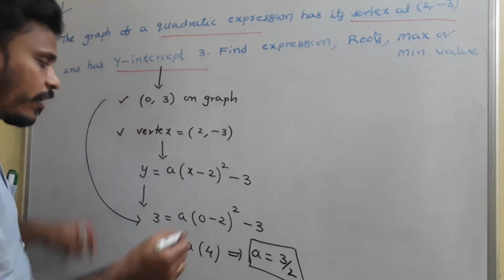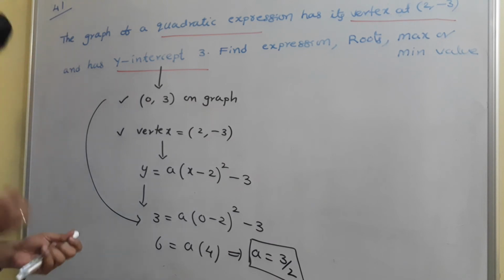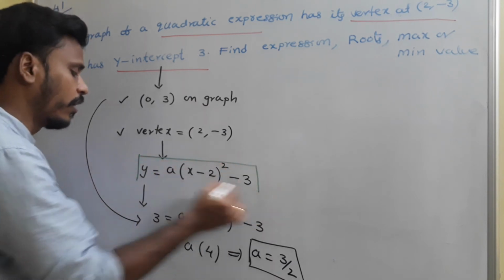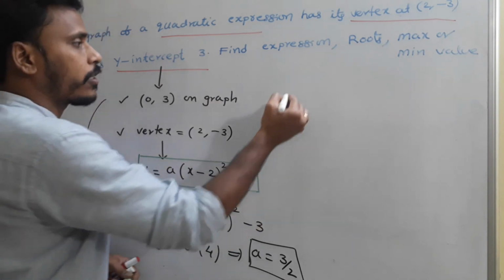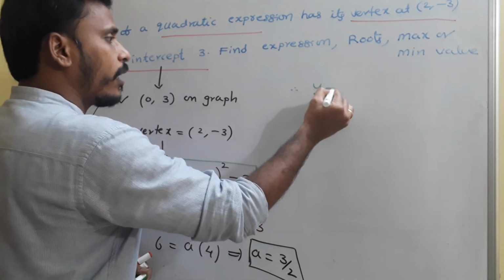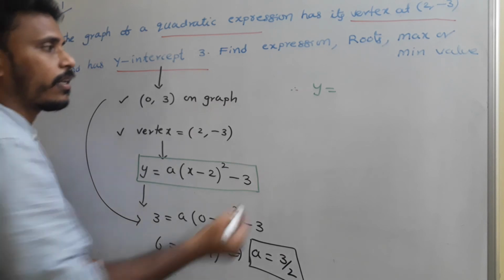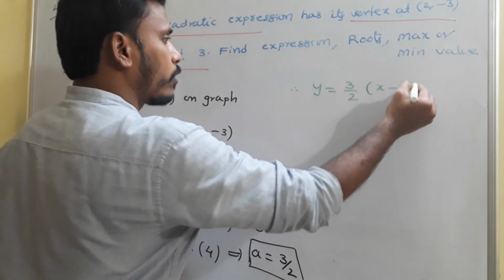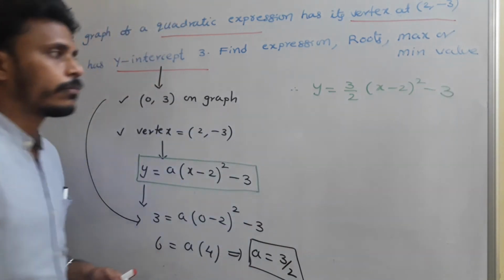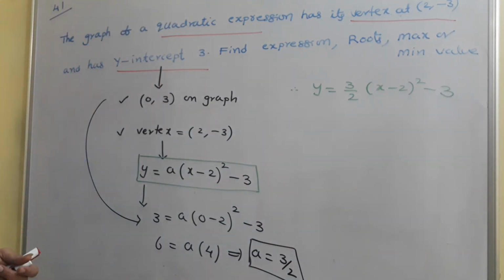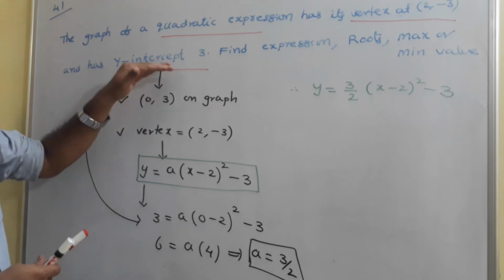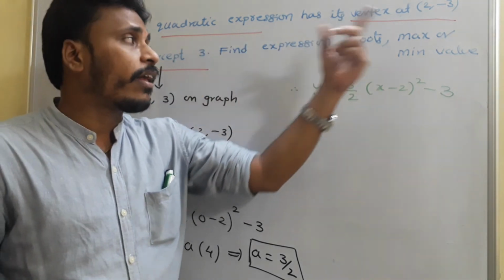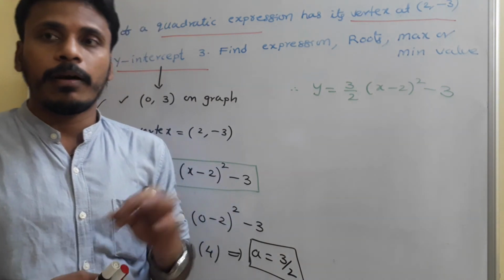So after having a, as we mentioned, y is equal to a into (x minus 2) whole square minus 3 is the required quadratic expression. Therefore, y is equal to 3 by 2 into (x minus 2) whole square minus 3. So one part is over, finding the expression. Then we need to find the roots and then we need to find the maxima or minima value.